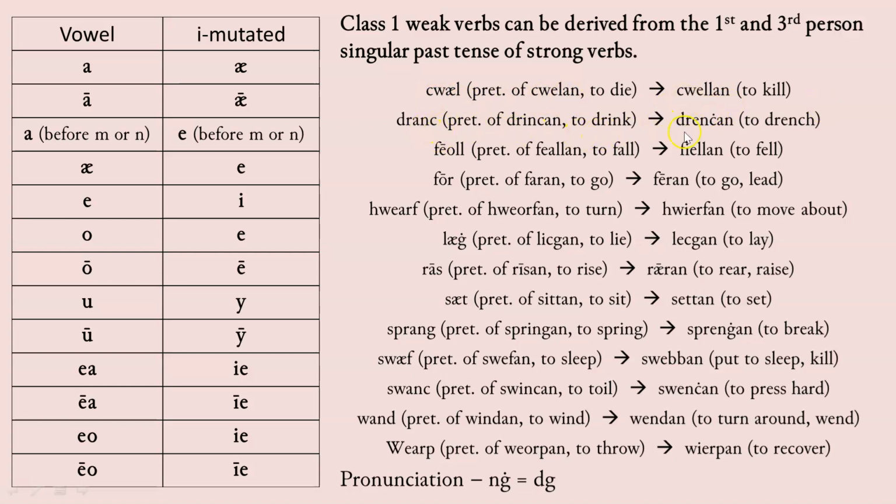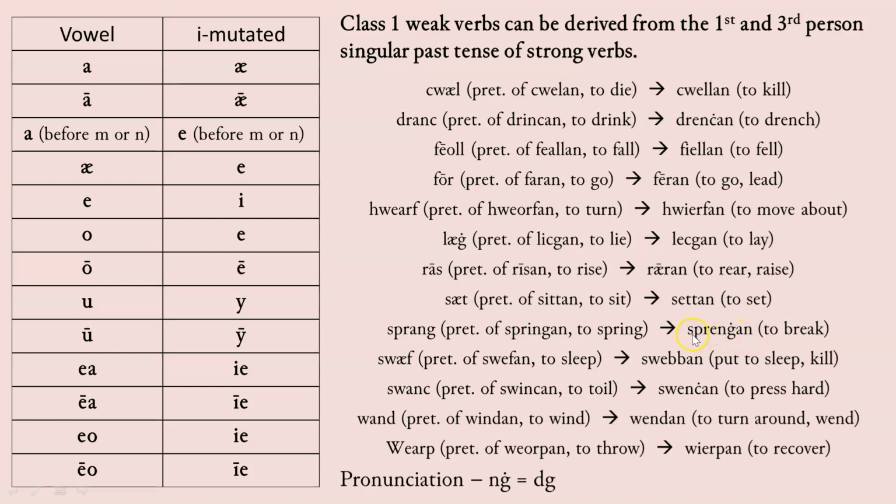Okay, so drank gives us drenchen. Feol, the preterite of feolan, to fall, gives us fiolan, to fell. For, to go. Feoran. Hawerf. Hawerf gives us hawiervan, to move about. Lay, lejan. Ras, raran. Sat, setan. Saparang, saparangan.